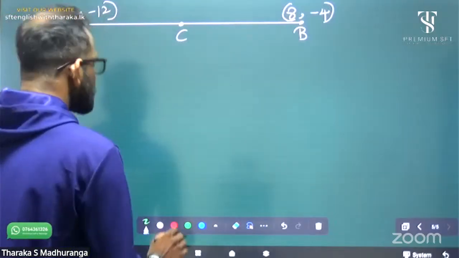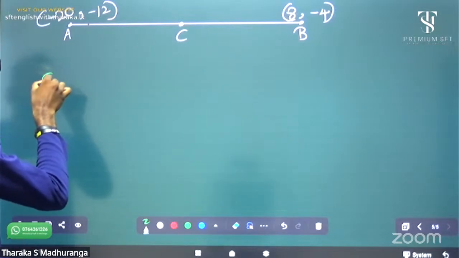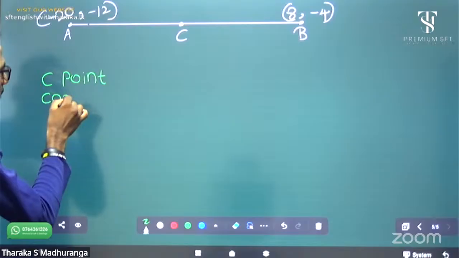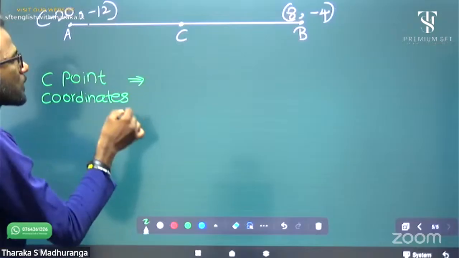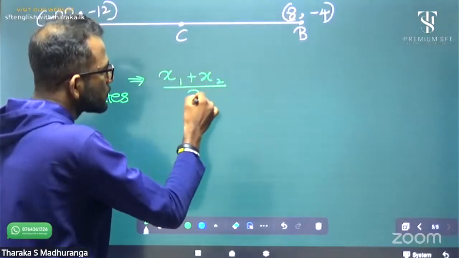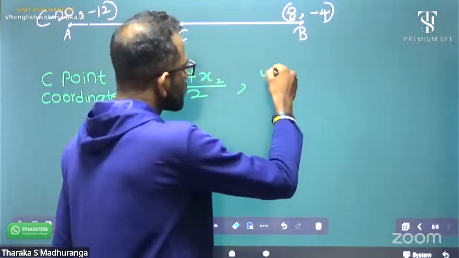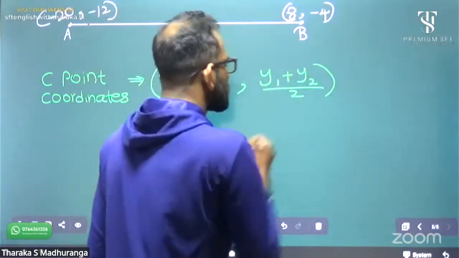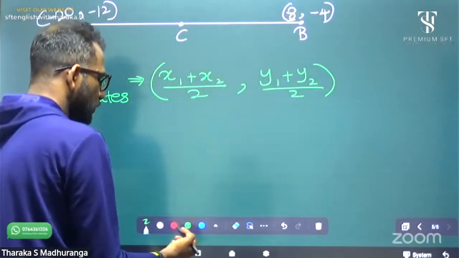Okay, how to get the coordinates of C? Let's calculate the C point coordinates. Clearly write the C point coordinates: x1 plus x2 divide by 2, comma, y1 plus y2 divide by 2, in brackets. That's a common equation for any straight line to calculate the midpoint coordinates.